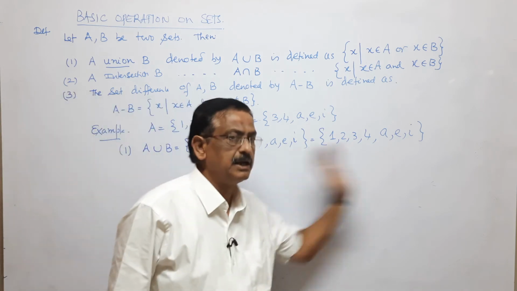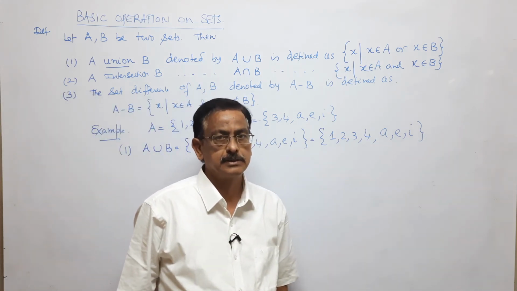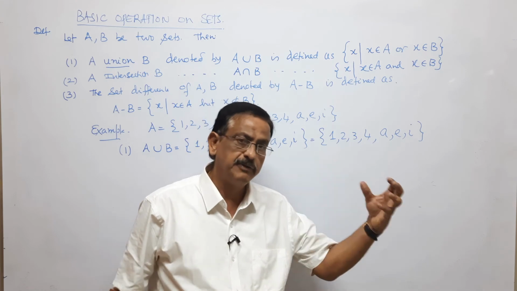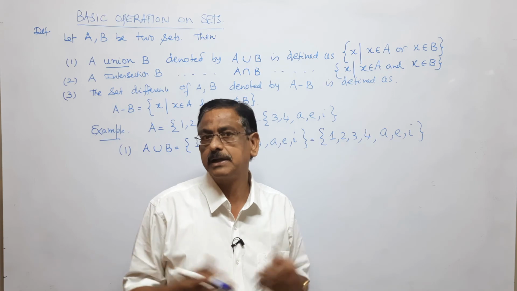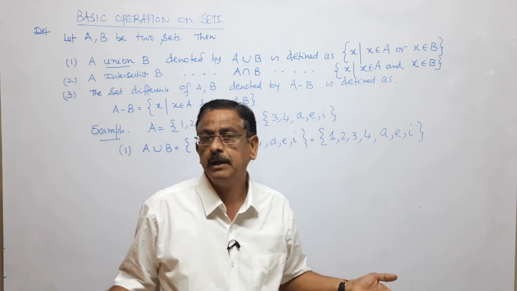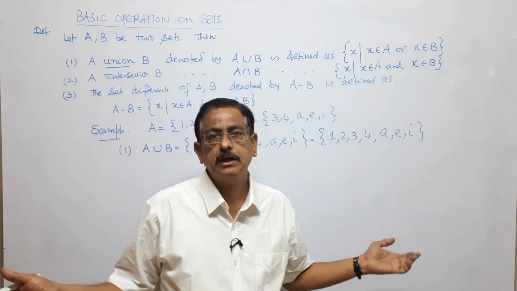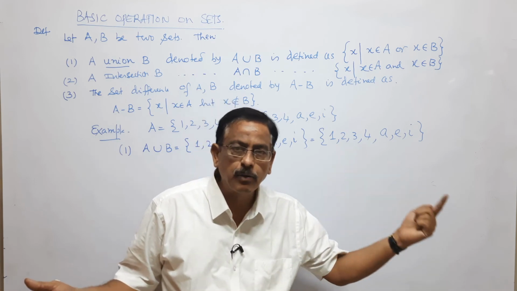That means list all the elements in the set A union B. If A has 5 elements, B has 6 elements, write down all 11 elements. If there are repetitions in A or B, just remove them. Only write down once.